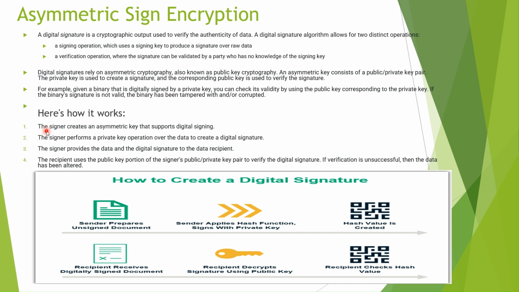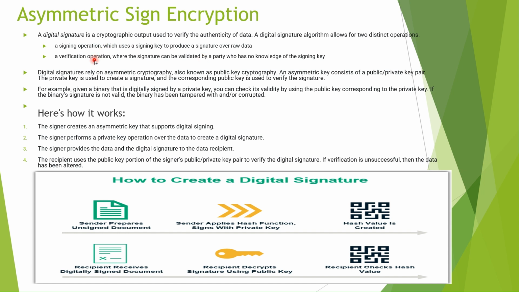So what is asymmetric signing? We can say digital signature. A digital signature is a cryptographic output which we use to verify the authenticity of the data. It has two parts: first, a signing operation, and second, a verification operation. So what is the signing operation? We use a signing key to produce a signature over raw data. Then we do the verification process, in which the signature is verified by a party who doesn't have knowledge of the signing key which we used to create that signature.